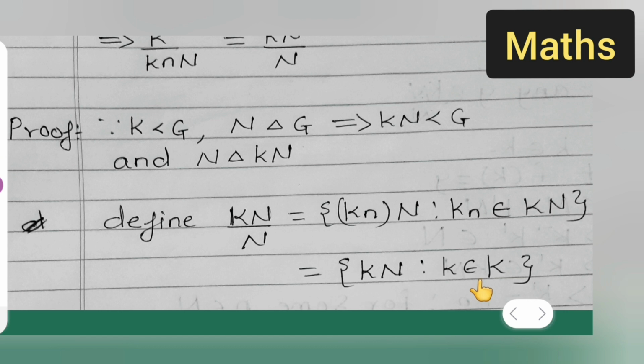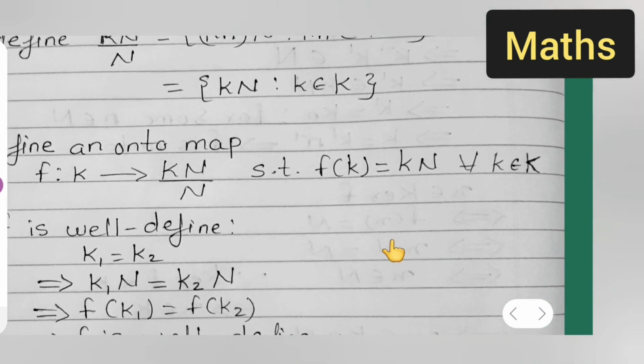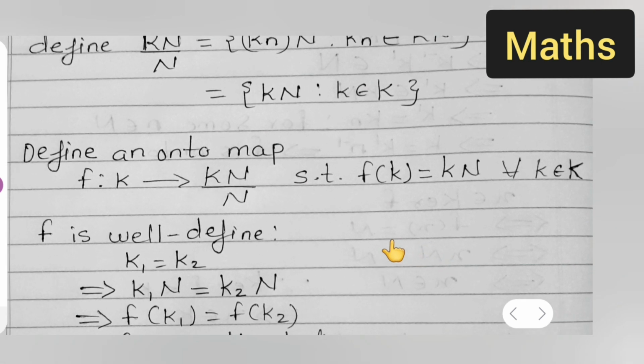Now moving towards the next step, we define an onto map f from K to KN upon N such that f of k is equal to kN for all k belonging to capital K.